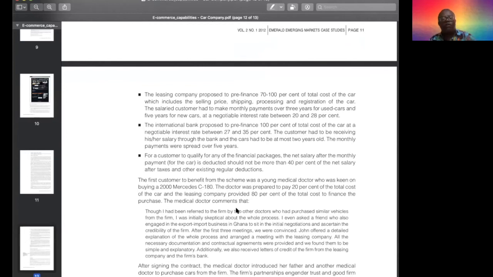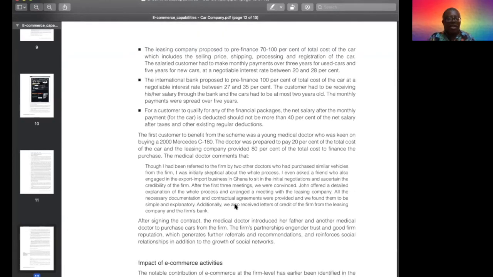Now, this is a snowball person. I was interviewing John, and John mentioned that the first person they did this for was this particular medical doctor. So he told me that if I want to get information, he can link me to that medical doctor so that I can get from her perspective what she experienced in accessing this particular facility. I hope you understand what I'm trying to say. So I went to the woman, and the woman then told me this story. Though I had been referred to the firm by two other doctors, the woman herself too is a referrer from other doctors. So you can see the snowballing effect is coming from even other people.